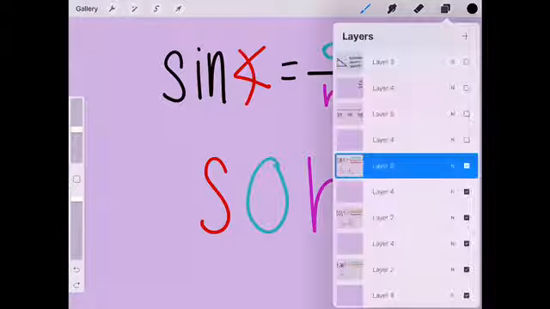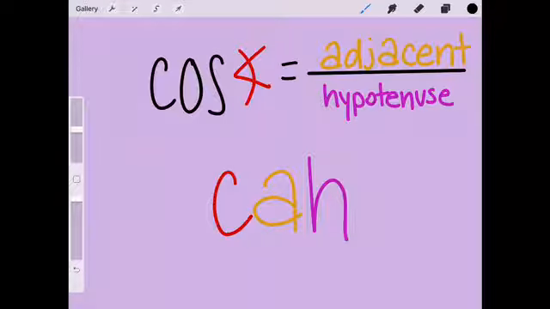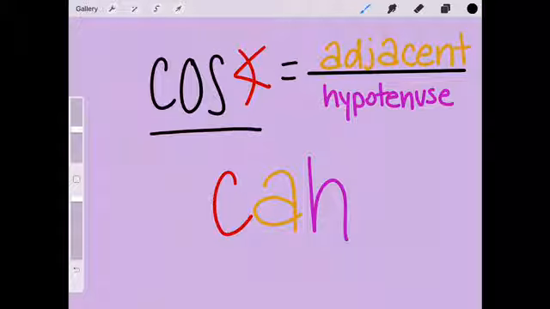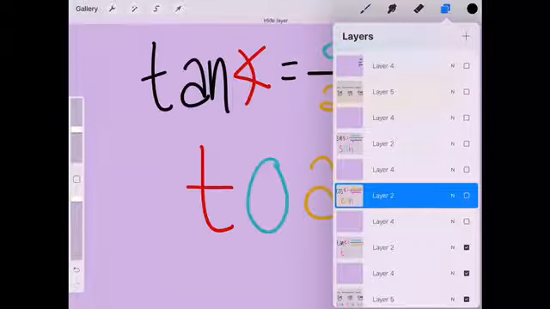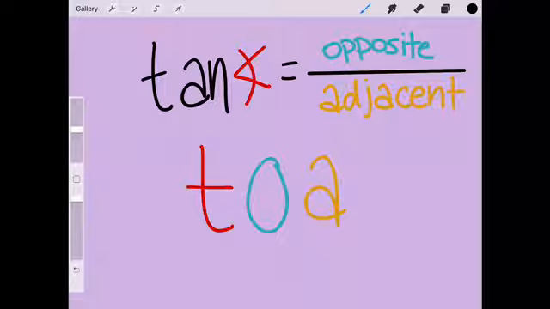Let's look at the next ratio. Cosine of an angle is equal to the adjacent side divided by the hypotenuse. So we would calculate the cosine of a given angle, and we would divide the adjacent side by the hypotenuse, and those should be equal. So that's cosine is equal to adjacent over hypotenuse, or CAH. Moving on to tangent. Tangent of an angle is equal to the opposite side divided by the adjacent side. So if you calculated the tangent of an angle, and then you took the opposite side's value and divided it by the adjacent side value, those two should be the exact same number, and that's TOA.